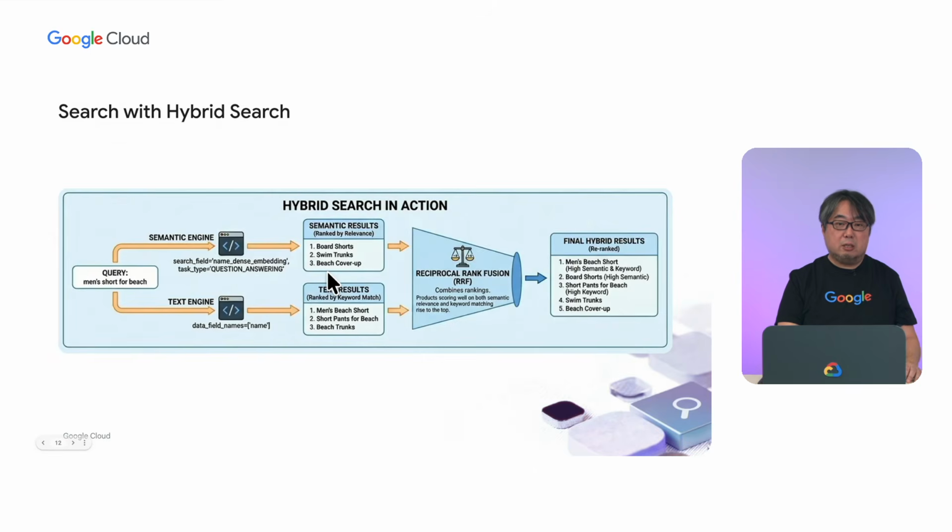So this was the example. As I mentioned, there are 2 different engines embedded in VS2: the semantic search engine with the vector search, and the Vertex search engine. It runs those 2 searches in parallel and uses the reciprocal rank fusion algorithm to re-rank them into a single merged result.